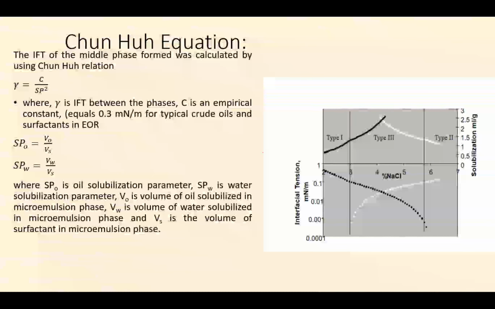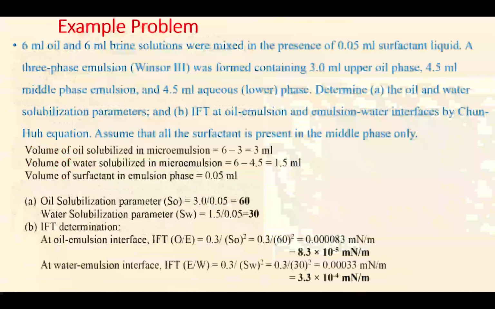The interfacial tension for this microemulsion can be calculated by a very important equation, the Chun-Huh equation. Interfacial tension equals C divided by the solubilization parameter squared. Now the solubilization parameter, as I mentioned, you can get from the material balance. If these values are known, and the value of C, which is generally for a typical crude oil and surfactant system 0.3 millinewton per meter, then you can get the IFT values.